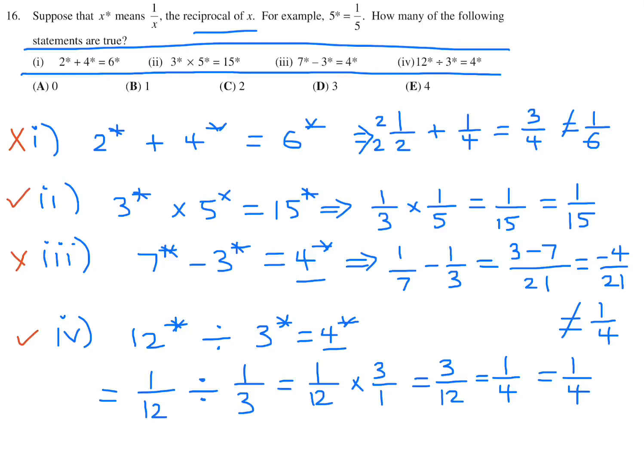So how many of the following are true? Well, it looks like this was true and this was true, so 2 of them are true, so therefore the answer is C.